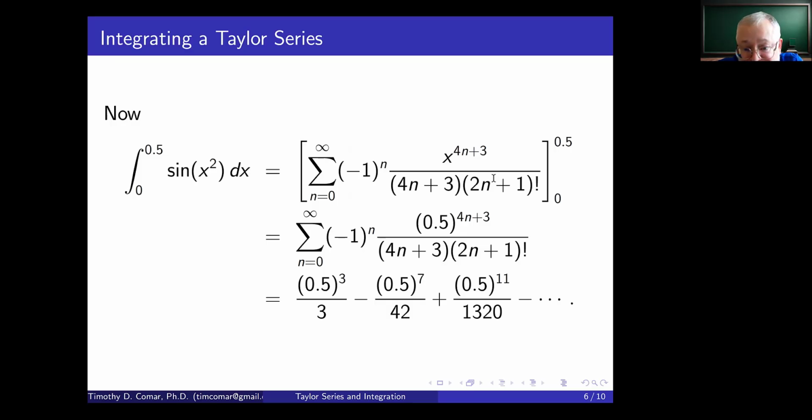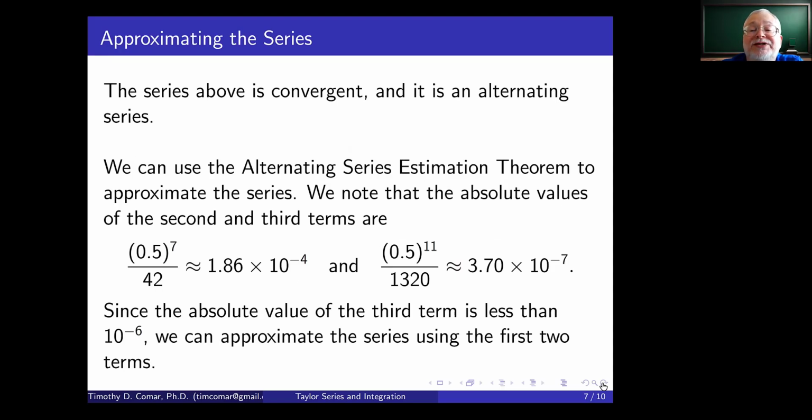And using the fundamental theorem of calculus, of course, we're going to evaluate this at 0.5 and evaluate it at 0 and subtract. If we evaluate it at 0, we get 0. So this just turns out to be this infinite series over here, the first few terms of which are written out here. So that series above is convergent, and it's an alternating series.